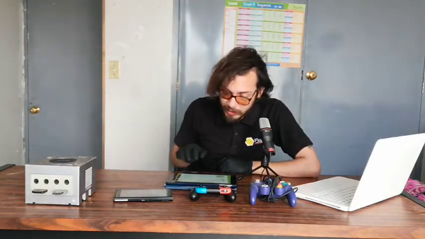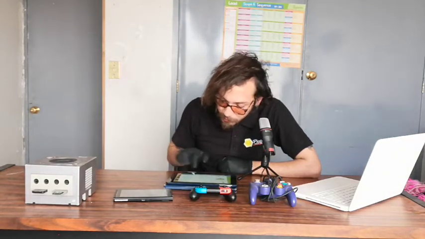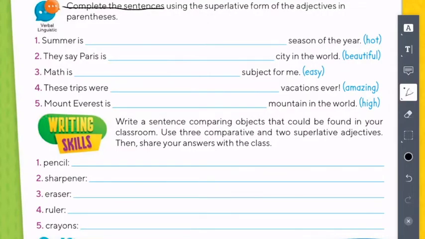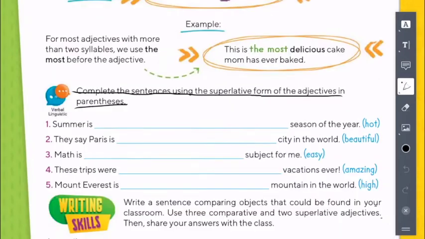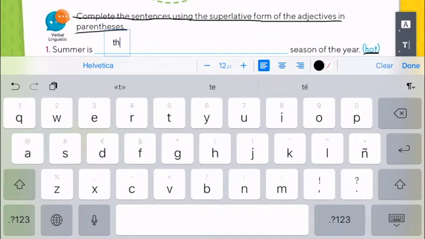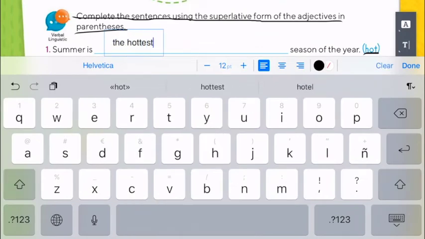Let's begin with the exercise. Let's read together. Complete the sentences using the superlative form of the adjectives in parentheses. Alright? Let's do it. Summer is the season of the year. And we have the adjective hot. Alright, is it hottest or the most hot? The hottest, correct. So we write down the hottest.